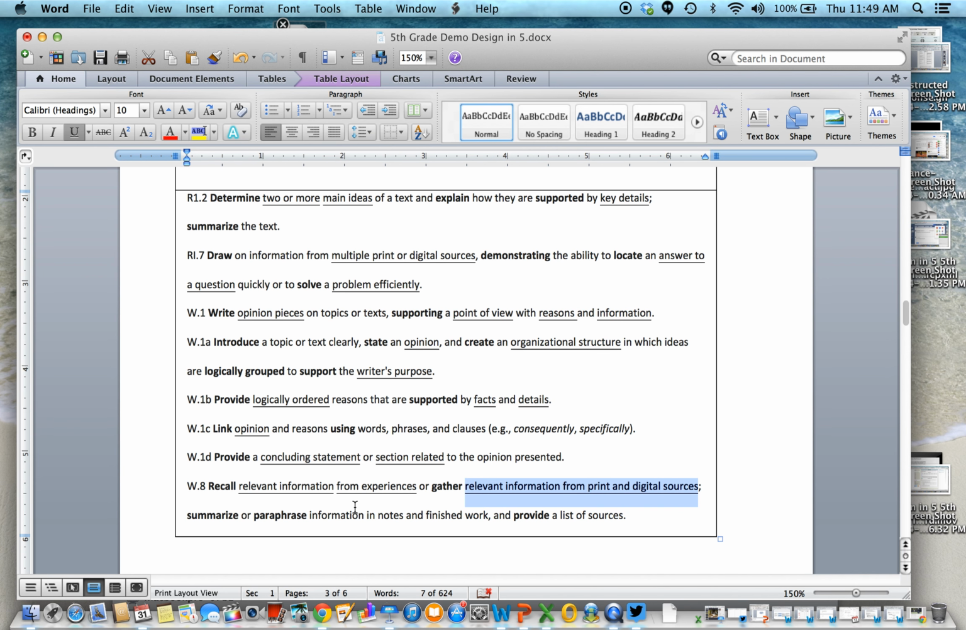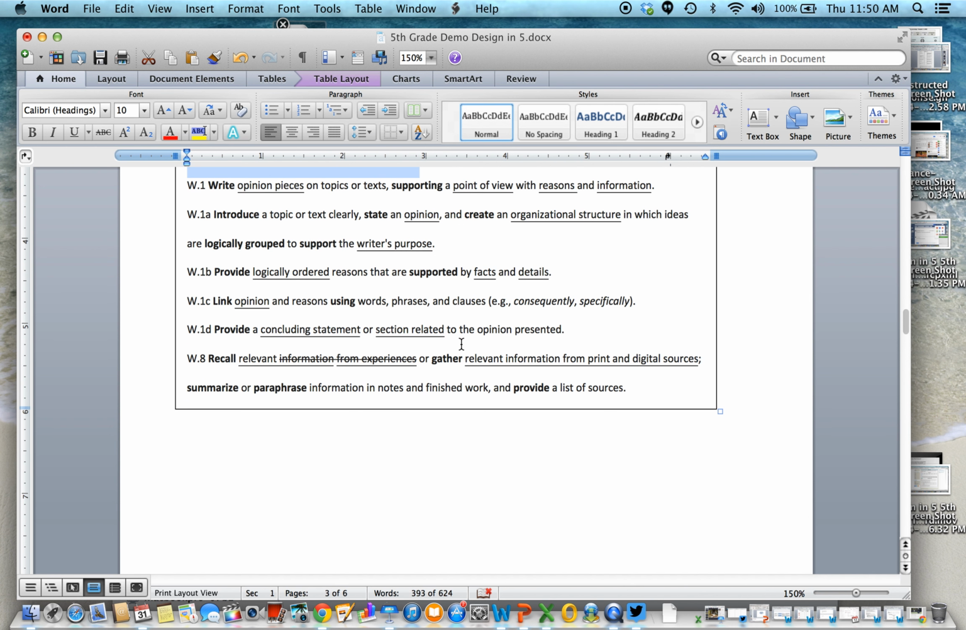So they're actually saying that they can use... I think what we'll probably do though is it won't be this, not from their experiences, because I'm actually going to cross that out, because we're going to tap into those print and digital sources because we've connected it to this reading informational text. So we're going to connect those two. And they are going to have to summarize and paraphrase information in notes and finished work and provide a list of sources. Okay, let's do that. Underline that.